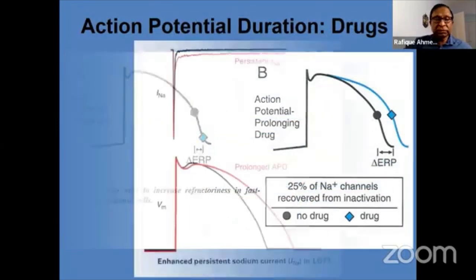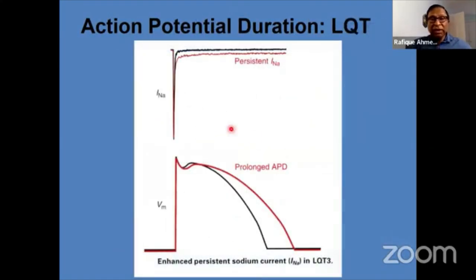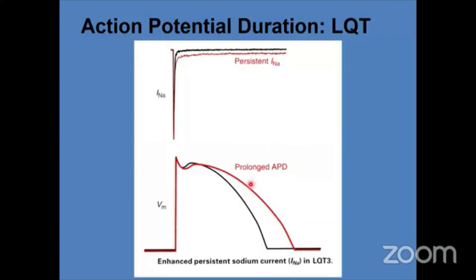Let's look at a condition, like long QT3. What happens? There is a problem with the sodium channel. The sodium channel takes a long time. It keeps a persistent sodium current. So the sodium channel was supposed to close up here so that it doesn't let any more sodium come in, but it continues to let sodium come in and it prolongs the action potential. I think yesterday we gave them this verbally.